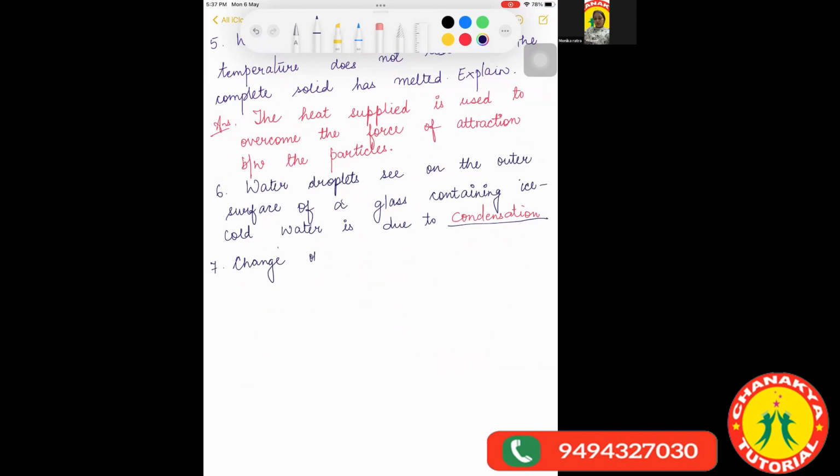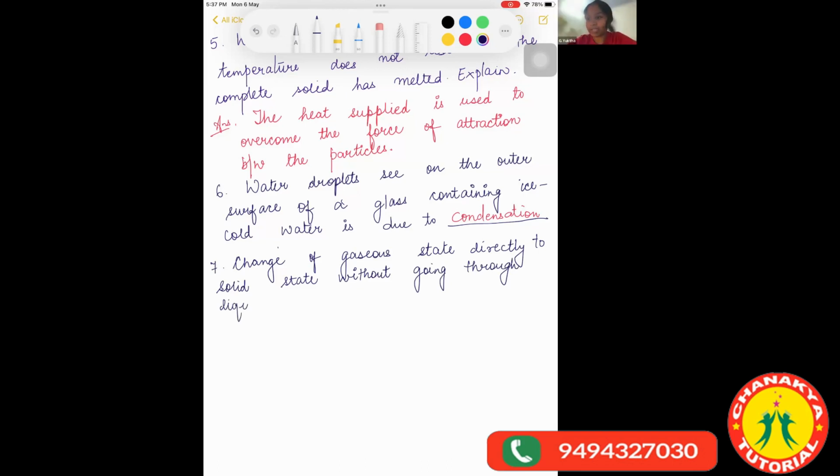Change of gaseous state directly to solid state without going through liquid state is called. Yukta, now are you there? Yes, ma'am, I can hear. So it is called deposition. Yes, this is known as deposition. Next question.